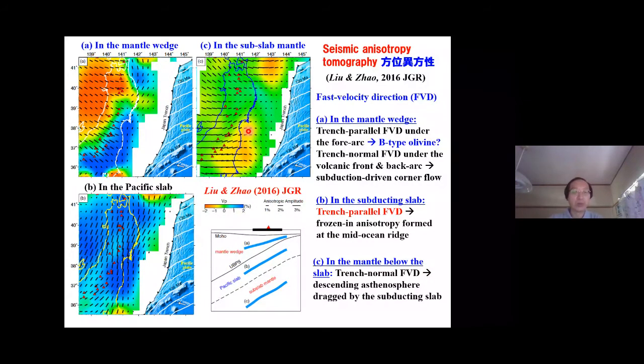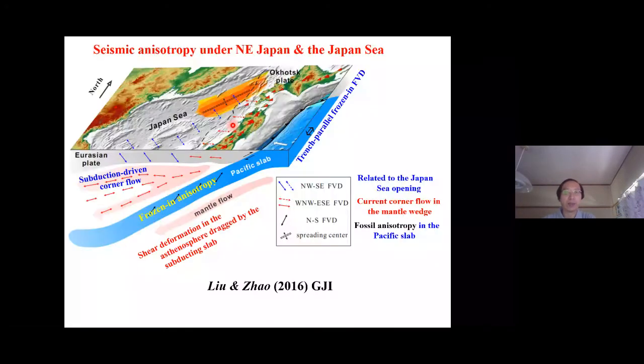This is a cartoon showing the anisotropy beneath northern Japan and the Japan Sea. We see the subduction driven corner flow in the mantle wedge, and also we see the anisotropy in the slab, roughly trench parallel. And we can also see the anisotropy in the sub-slab mantle, which reflects the shear deformation in the asthenosphere triggered by the subducting slab.